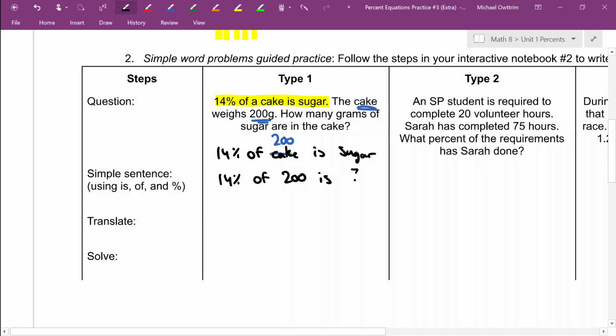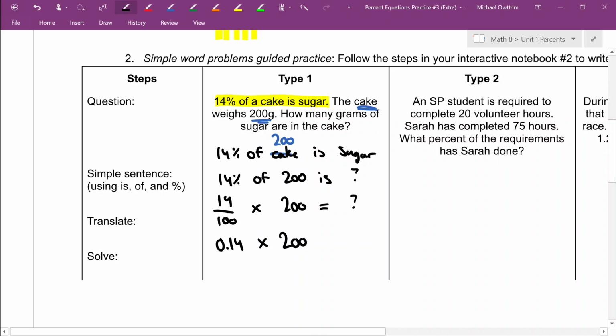So let's go ahead and convert this to an equation itself. So 14 is a number, percent means out of 100, that means multiply, 200 is 200, a number, is translates into equals, and I've got my unknown sugar. My unknown is isolated. It's the only thing to the right side of the equal sign. So I'm just going to calculate the other side. We'll start by calculating the fraction. 14 divided by 100 is 0.14. And then we need to multiply that by 200 over here.